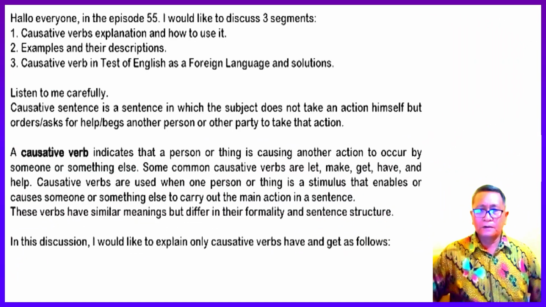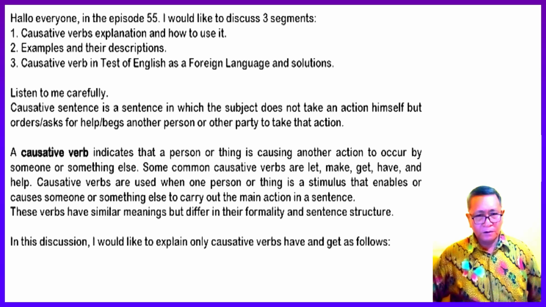Hello everyone. In episode 55, I would like to discuss three segments of causative verbs. 1. Causative verbs: explanation and how to use them. 2. Examples and their descriptions. 3. Causative verbs in the Test of English as a Foreign Language, or TOEFL, and solutions. Well, now listen to me carefully.